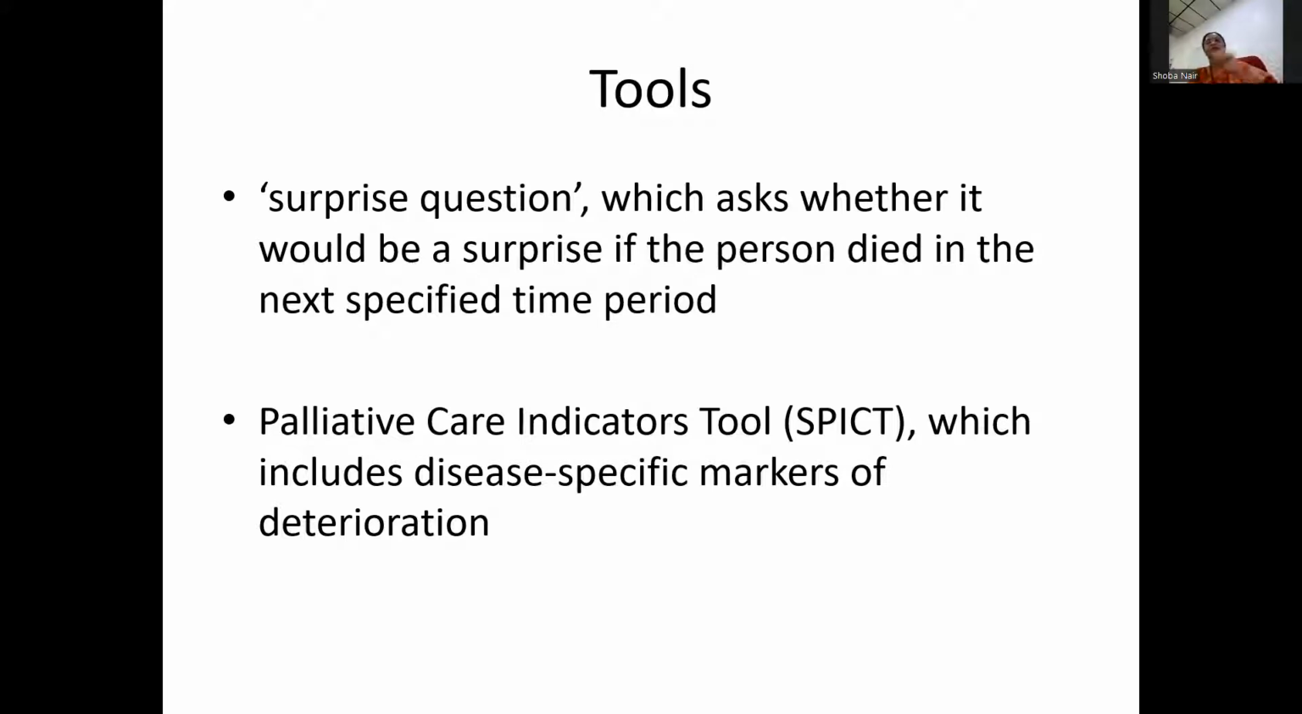And the other very important tool is the palliative care indicators tool, SPICT. I would really advise you to go and have a look at this. Please note this name, SPICT, which includes disease-specific markers of deterioration. It has all the diseases in it, and it has numbered under each disease what are the things that you need to look for. Please do have a look at it. SPICT is the name of the tool. Next slide, please.